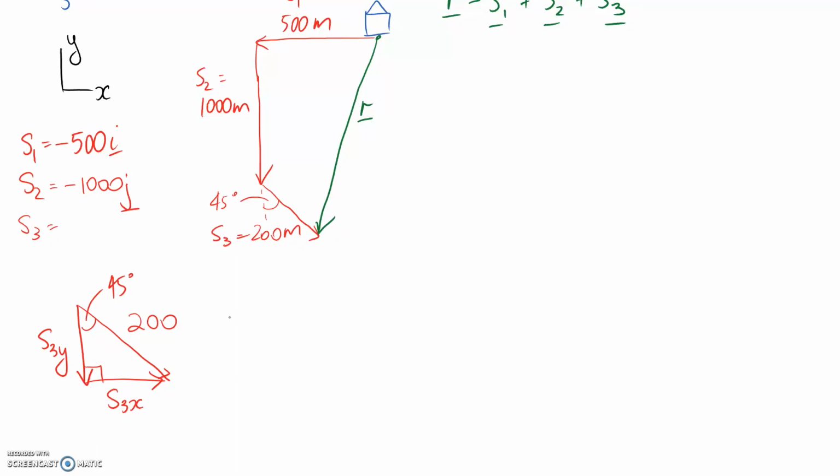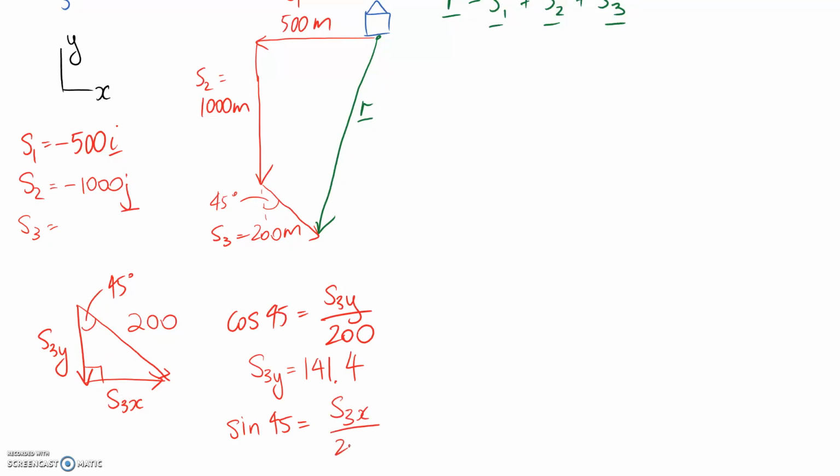So if I start by doing cos, say, of 45, that's going to give me the adjacent over the hypotenuse, so S3Y on 200. And this is going to work out to 141.4 for the length, so 141.4 meters downwards. And then if we repeat this for sine, it's equal to the opposite over the hypotenuse.